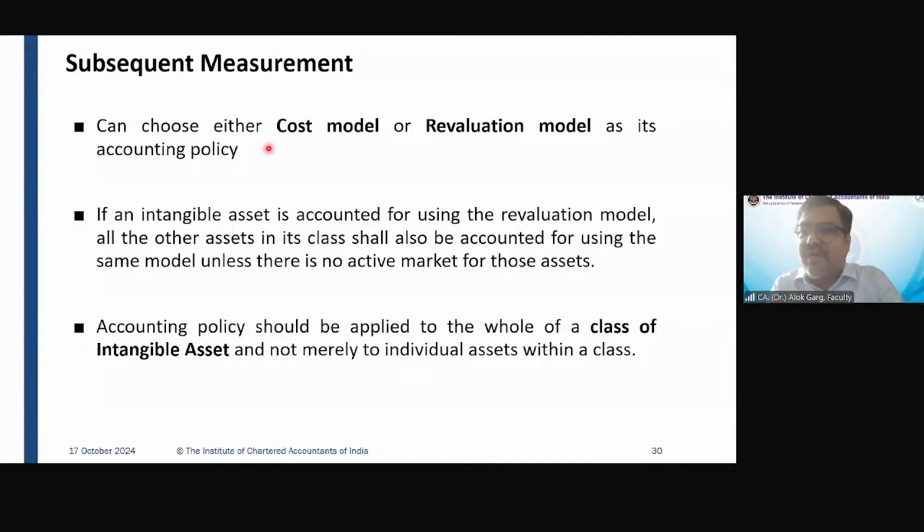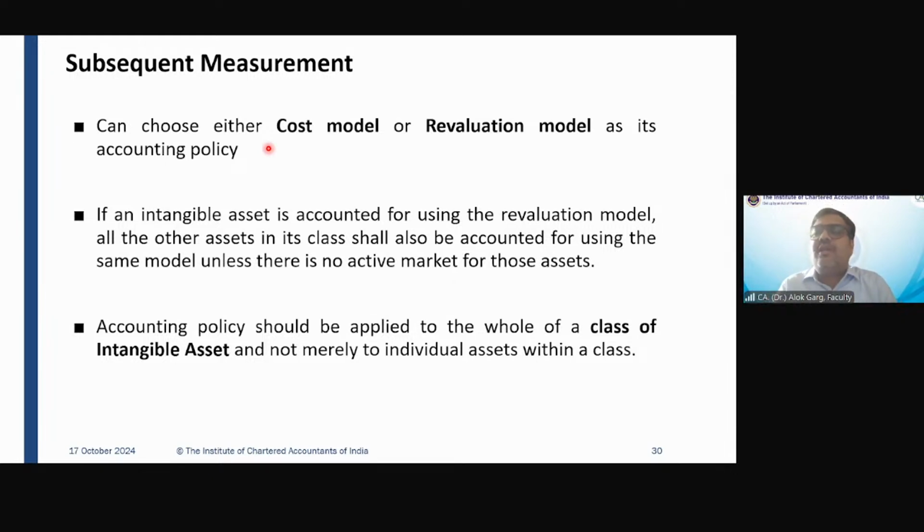Now on 31st March 2023, what will the company do? The company will compute the carrying value of the software, correct? So how will the company compute it? The company has two models. Either the company has to apply the cost model or the revaluation model, correct? Yes, sir. Cost model or revaluation model.